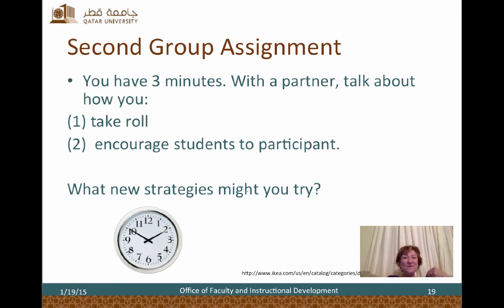Okay, second group assignment. You have 3 minutes. Just pair up this time and talk with your partner about how you currently take roll and how you currently encourage students to participate. And then talk about what new strategies you might try. You may together have some strategies you use that I haven't mentioned. Share those with each other during this 3 minutes.